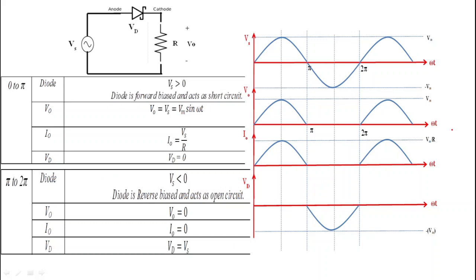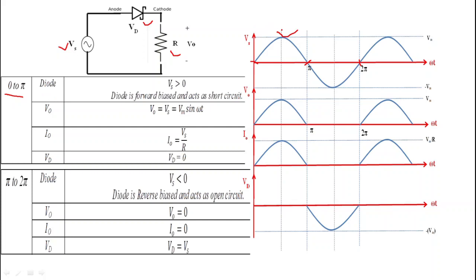Now we will see the operation of this rectifier circuit. In this circuit, the load is resistive, and this load is connected in series with this diode, and this whole circuit is supplied with voltage source Vs, that is equal to Vm sin omega t. This is the waveform of supply voltage Vs. So we will study the operation of this whole circuit in two angular modes. First we will see the operation from 0 to pi, then we will see the operation from pi to 2 pi.